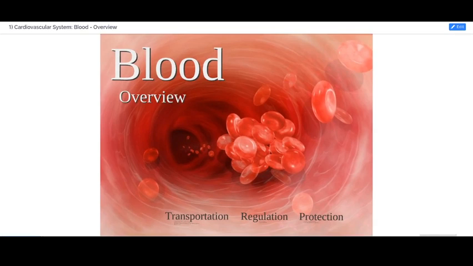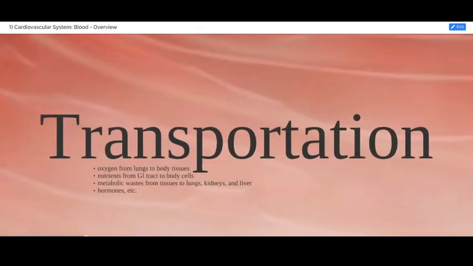The three functions of blood that we're going to look at in some detail are transportation, regulation, and protection. The cardiovascular system, of course, is moving blood throughout the body. As the heart pumps, it pushes the blood through the blood vessels. And the point of that movement of the blood is largely to distribute oxygen, which is needed for all tissues to generate energy through mitochondrial processes. The oxygen comes in through the lungs, dissolves into the blood, and then is pumped out to the rest of the body by way of the heart.